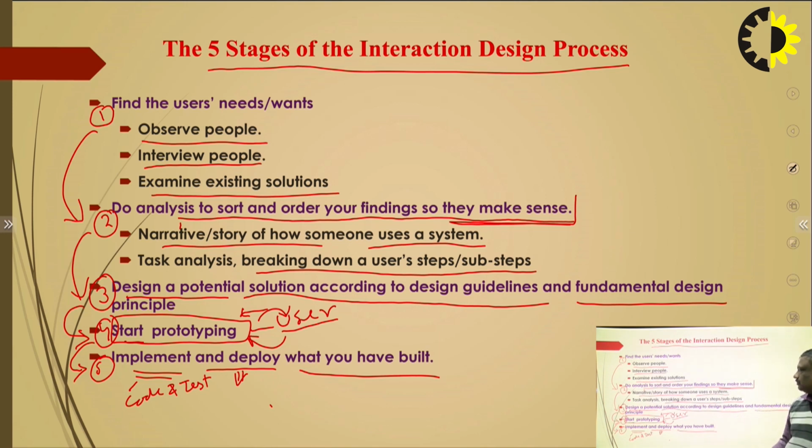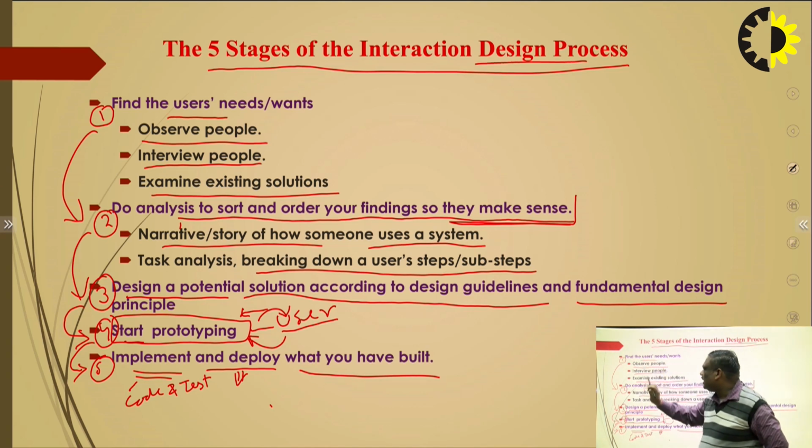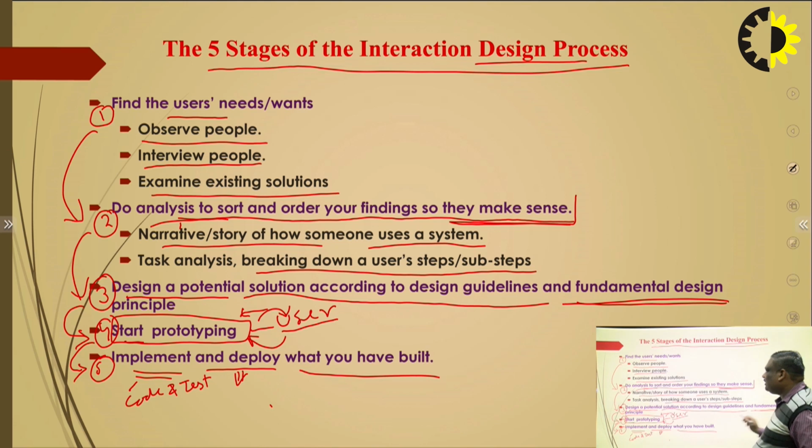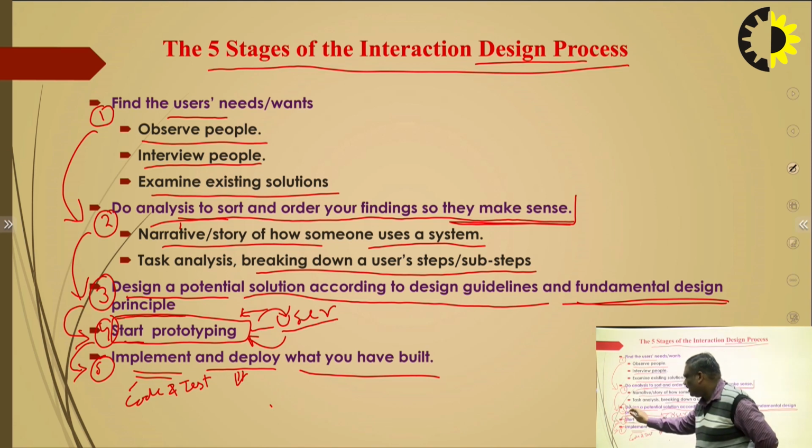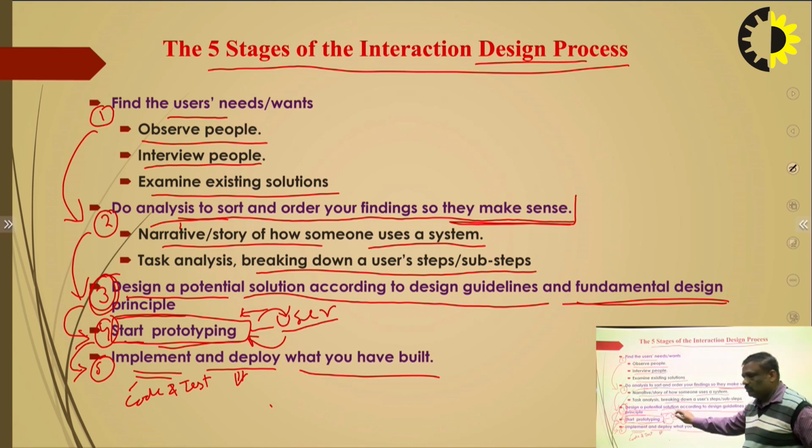Deploy to the client. So these are the 5 stages of the interaction design process. The first one is collect the need. Second one is analyze it. Third one is fundamental design principle. According to that fundamental design principle, create a design. Start prototyping. If the user is satisfied with this prototype, then code, test and deployment.